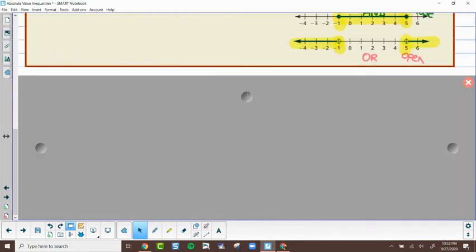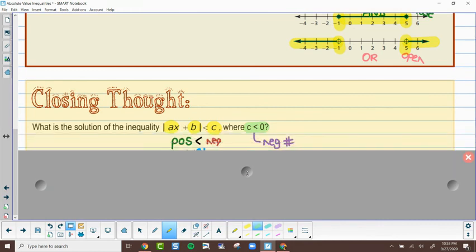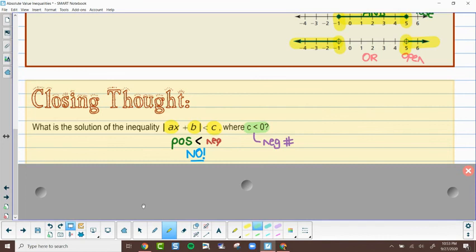All right, and the very last one is going to be a closing thought. I wanted to see what you thought about something like this. What would the solution be to this type of inequality? A, B, and C are all just numbers. You could pick numbers like 2, 5, whatever you wanted. The only extra stipulation I gave you is that C has to be below 0. Well, that's going to be all these negative numbers. Positive numbers are never less than negative numbers. So remember, that type of situation is no solution, because positives are never, ever less than negative numbers.